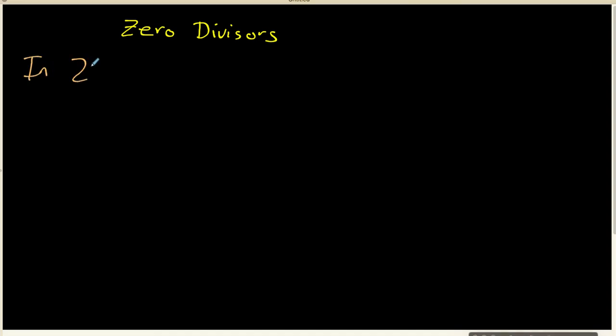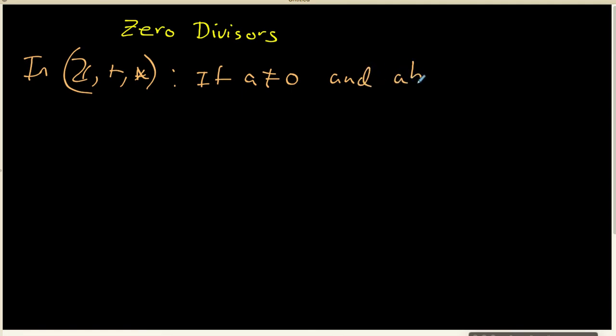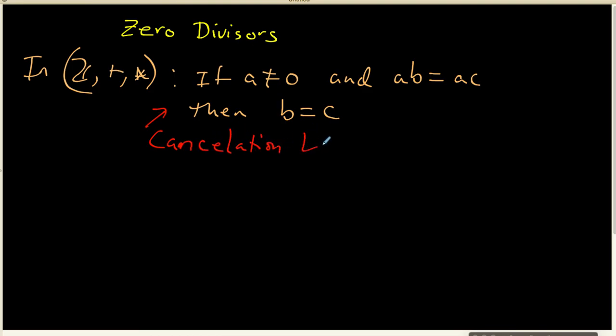Inside the ring of integers, there are two basic facts that you've known for a long time. If we happen to know that a is not equal to 0, and we also know that ab is equal to ac, then it's no surprise we can conclude that b is equal to c. This particular fact is often called a cancellation law. The one that I've written in particular would be a left cancellation law.